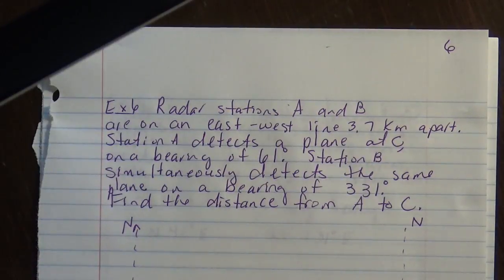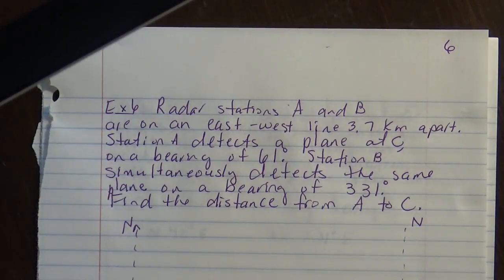In example C, this is an application of bearing using method 1, where you're just given a single degree measure. Radar stations A and B are on an east-west line 3.7 kilometers apart. Station A detects a plane at C on a bearing of 61 degrees. Station B simultaneously detects the same plane on a bearing of 331 degrees. Find the distance from A to C.